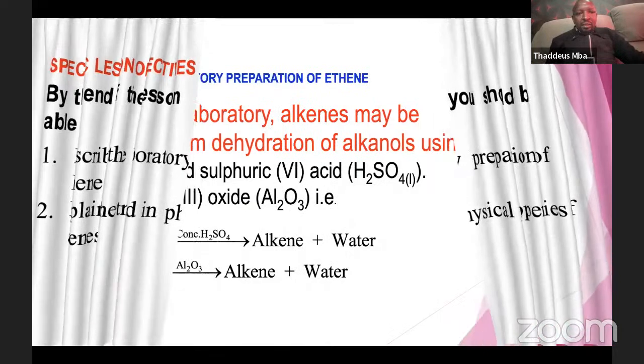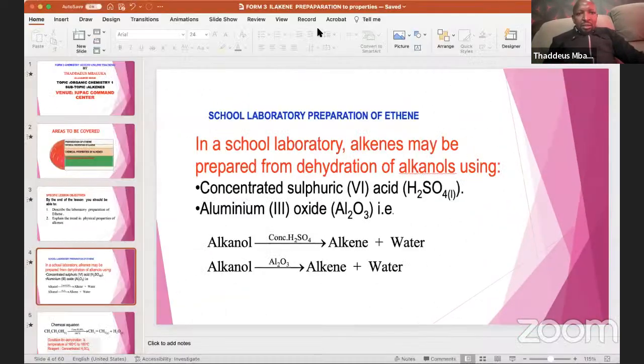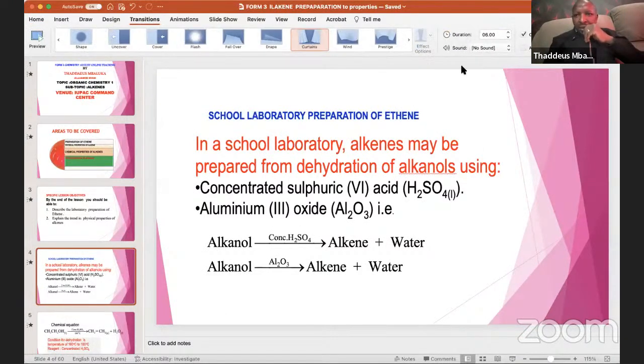I think this thing is kidogo tu. I deal with the transitions.